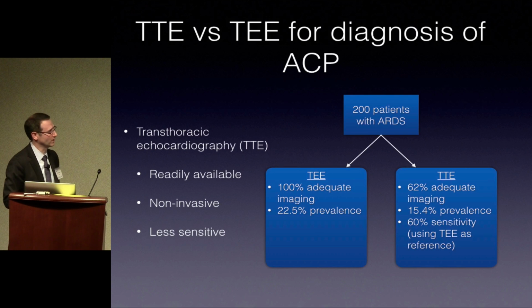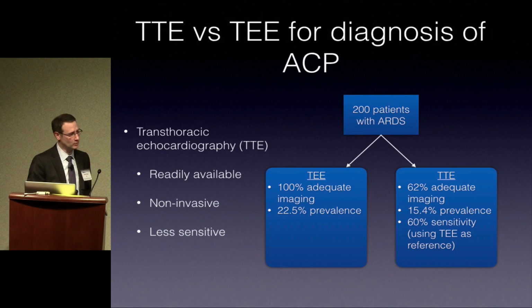So I'm not sure I agree with the recommendation to do a TEE on everyone within 3 days, but I think it's reasonable to do an echocardiogram and look for some of this stuff and just do a regular transthoracic if you have concerns about RV function.